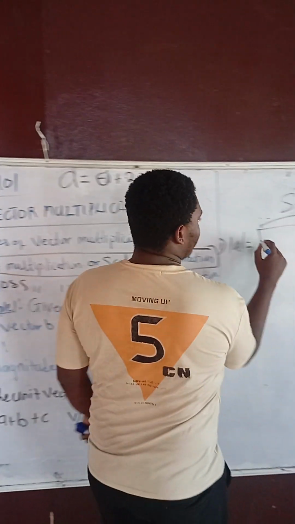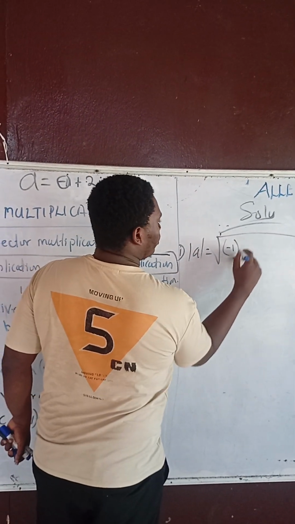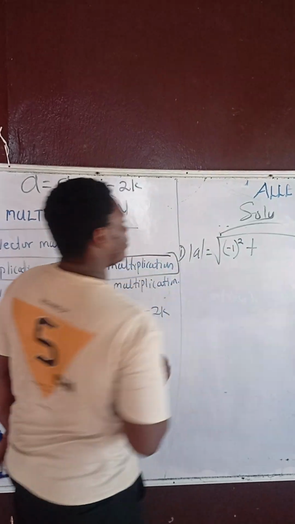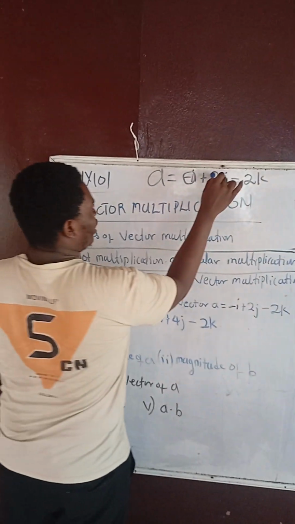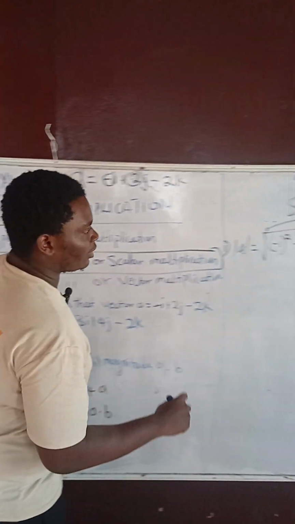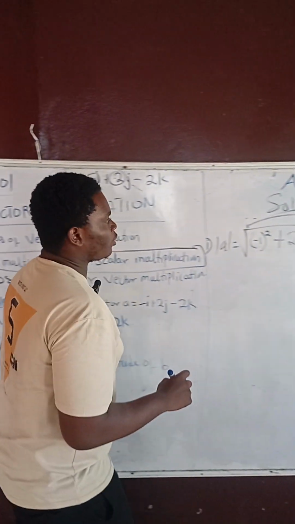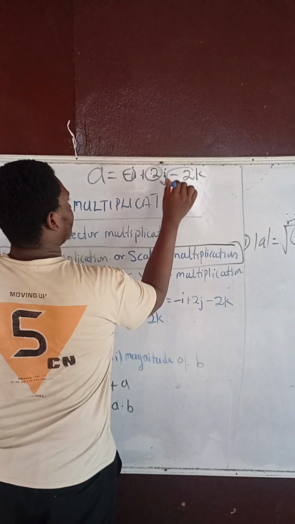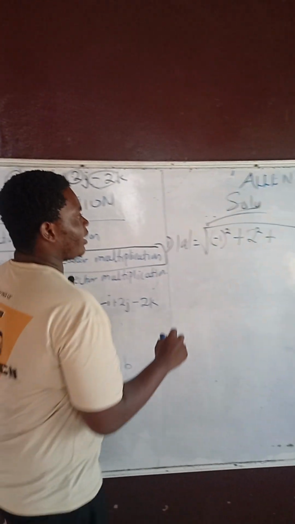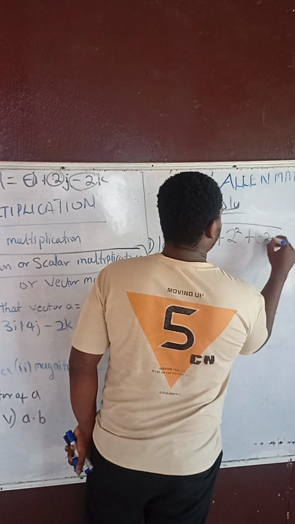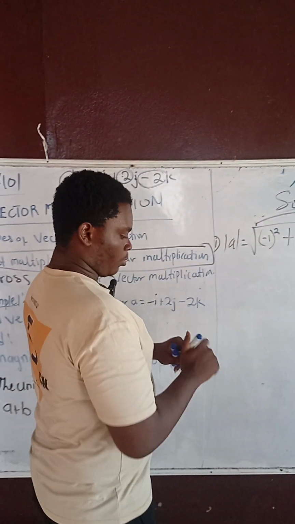So you come over here, you write minus 1 all square plus, what's the coefficient of your j here? 2. You come over here, you write 2 square plus, what's the coefficient of your k here? Minus 2. So you come over here and write minus 2 square. I hope you're following me.